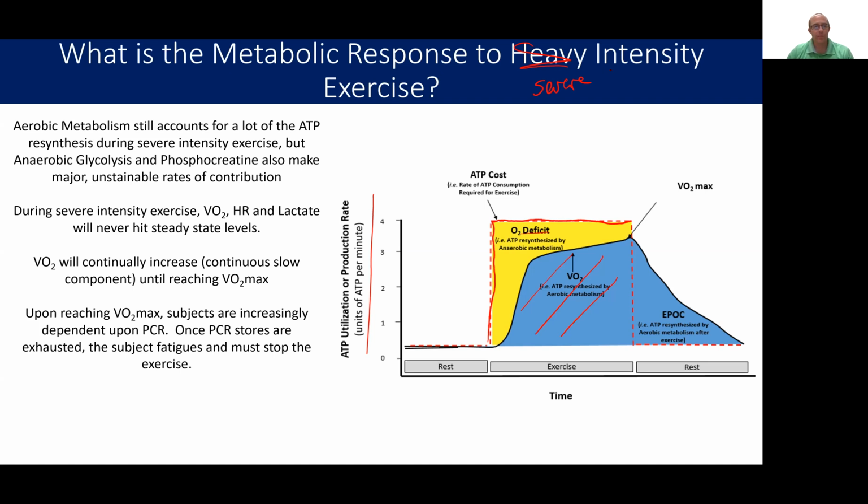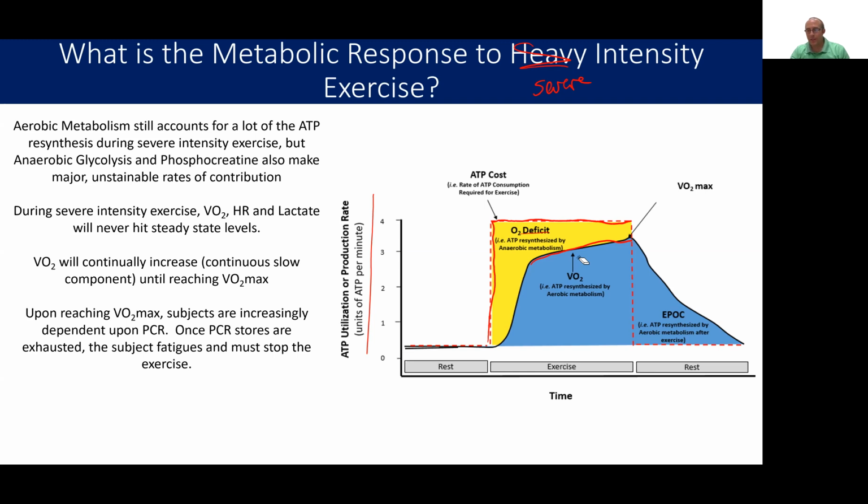Now, another key indicator of severe intensity exercise is that we never get a plateau here. The VO2 and the heart rate never go flat. They're constantly climbing. That slow component never goes away. The VO2 keeps going up and up until you fatigue. The heart rate keeps going up and up.